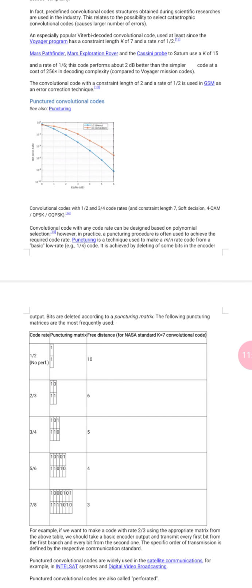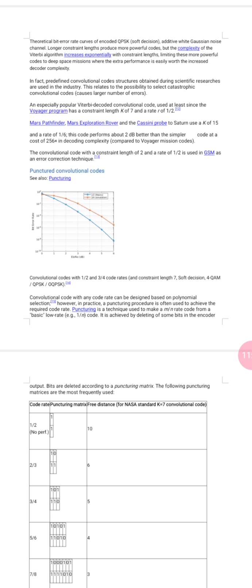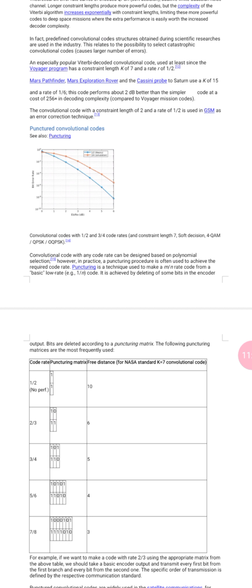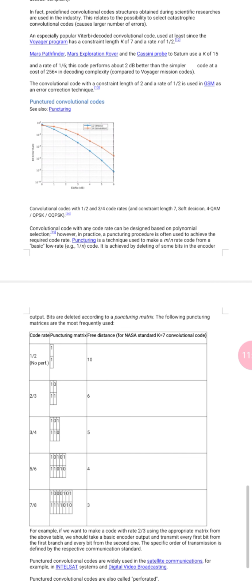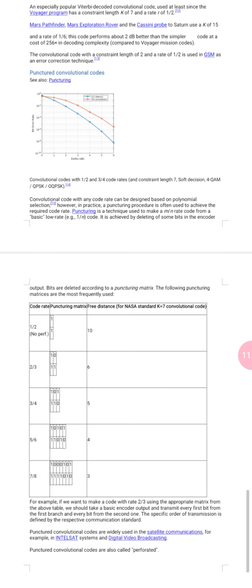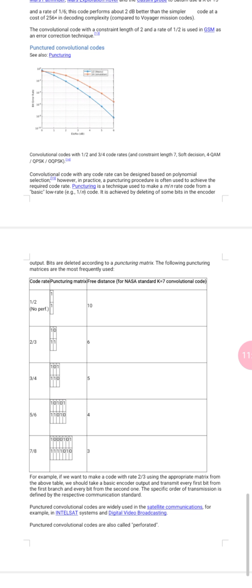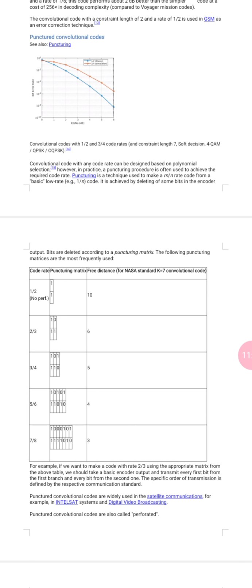This could perform about 2 dB better than the simpler code, at a cost of 256 times the decoding complexity compared to the Voyager mission code. The convolutional code with a constraint length of 2 and a rate of 1 by 2 is used in GSM as an error correction technique.